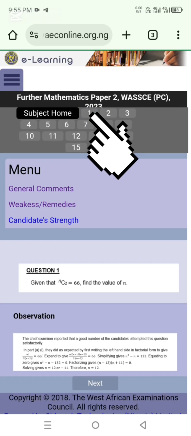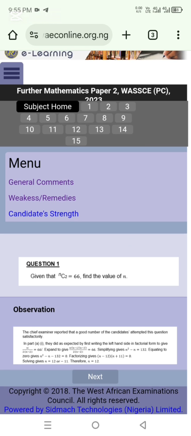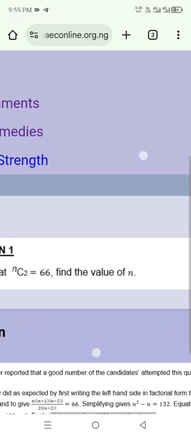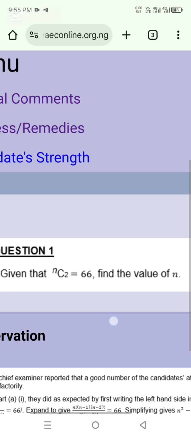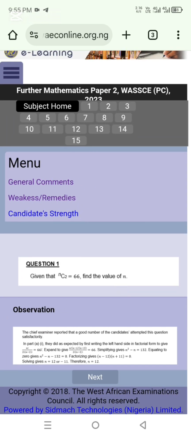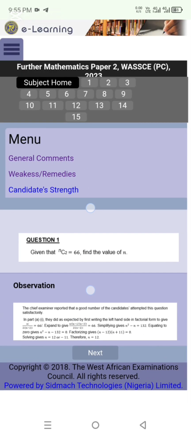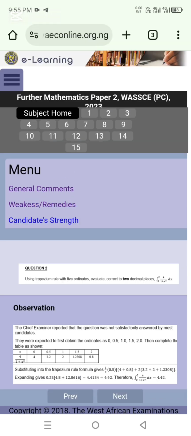Just press it. You know we have number 1 to 15. Look at question number 1. Question number 1 says, given that n combination 2 is equal to 66, find the value of n. Look down, you will see there's an observation. In this place, that's where we have the answer. We have the answer down and the way they wanted it answered. What you have to do now again is to go to number 2.